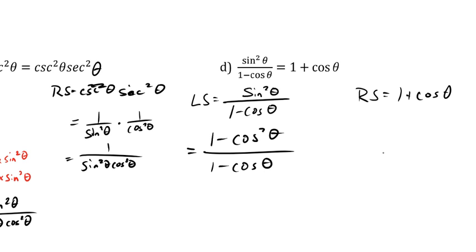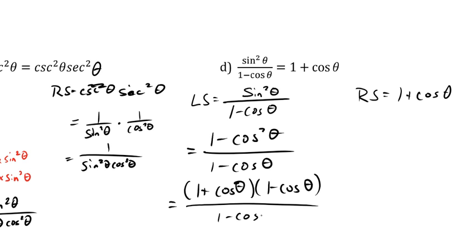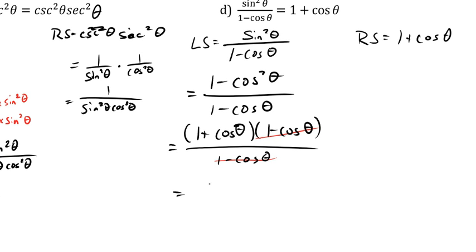But here's an important trick to know. 1 minus cosine squared theta is a difference of squares. 1 is a perfect square, and cos squared theta is a perfect square. How do you factor a difference of squares? Bracket 1 plus, not cos squared theta, cos theta, and 1 minus cos theta. And look at that. These divide to 1. And we're done.